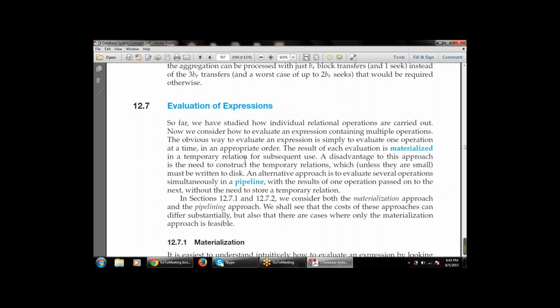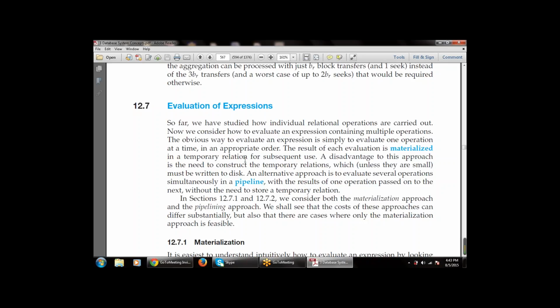A disadvantage to this approach is the need to construct the temporary relation. What is the disadvantage? Again and again we have to construct the temporary relations, which must be written to the disk. The alternative approach is to evaluate several operations simultaneously in a pipeline.